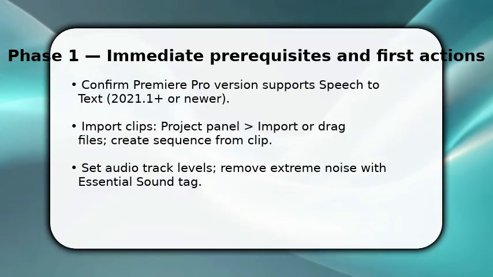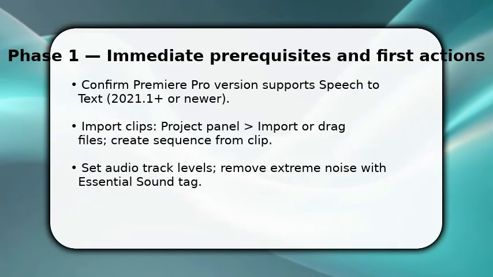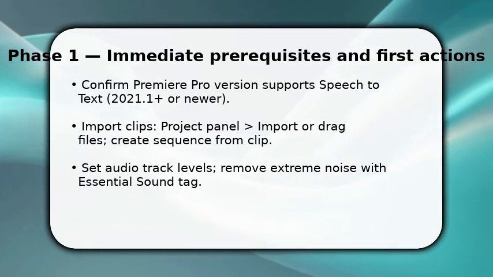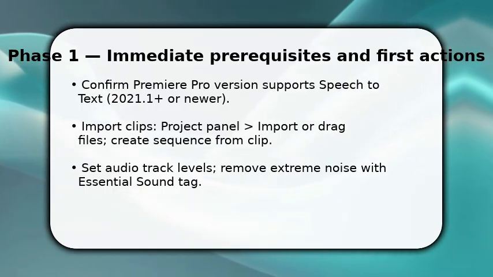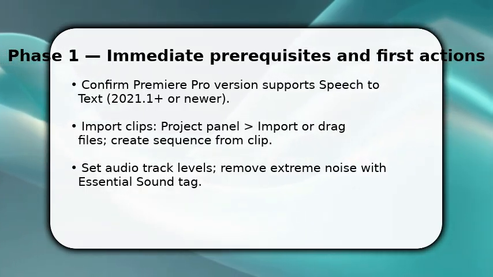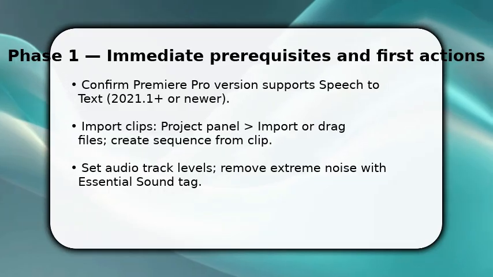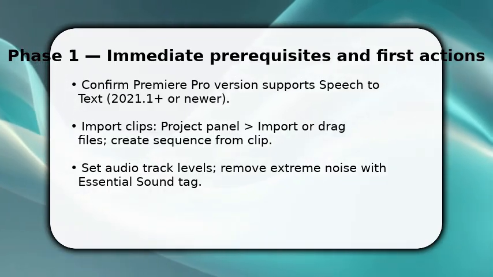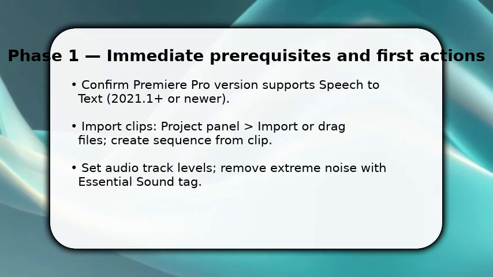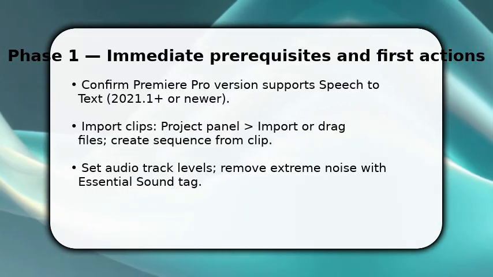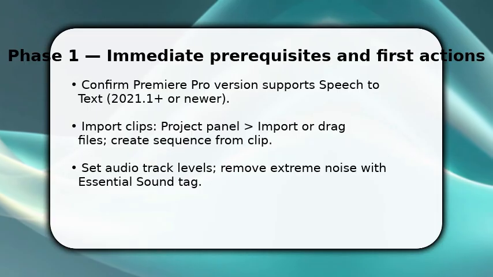You start by preparing the clip and getting audio ready. First, import your media and create a sequence so Premiere recognizes the file. This also preserves timecodes. Next, make sure audio is labeled correctly. Apply the Essential Sound Dialog tag to boost clarity. Once done, normalize levels and remove obvious noise briefly, because speech-to-text accuracy depends on clean audio.